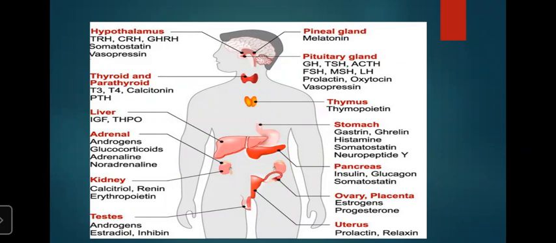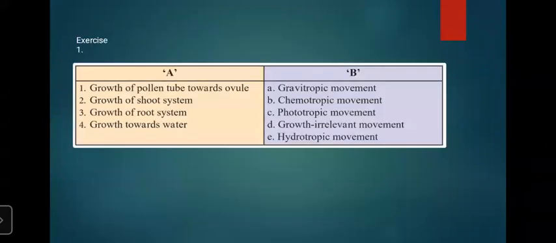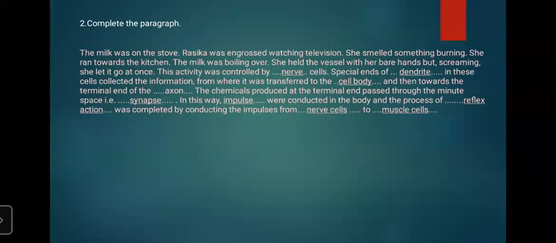Autonomic nervous system. In reflex action, we have seen chemical coordination, and different endocrine glands which secrete different hormones, their location and their function. So this is the exercise: growth of a pollen tube towards the ovule. The correct matches: chemotropic movement, growth of shoot system, phototropic movement, growth of root system, gravitotropic movement, growth towards water, hydrotropic movement. So complete the paragraph.